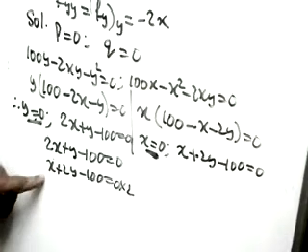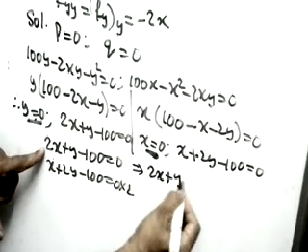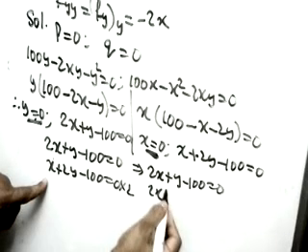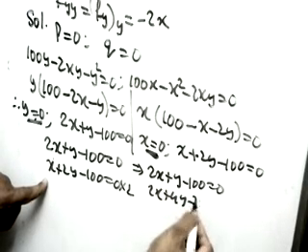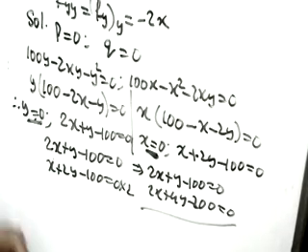Let us multiply this by 2, so that the 2x and 2x will get cancelled. These are the basics of solving. 2x plus y minus 100 equals 0. Now multiply the other with 2: 2 into x is 2x, plus 2 into 2y is 4y, minus 2 into 100 is 200, equals 0.